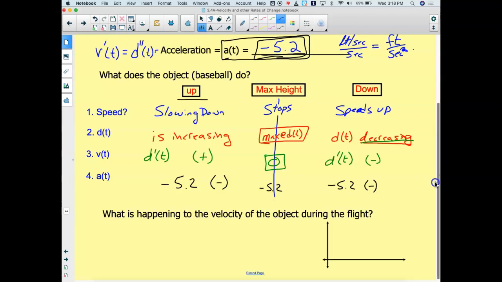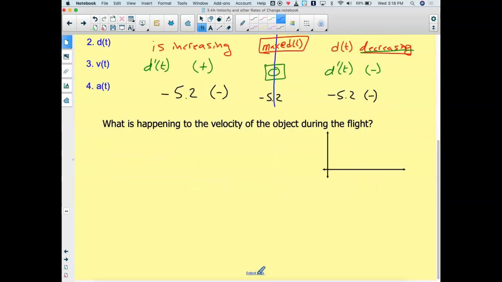Okay, so as I'm looking here, what's happening to the velocity of the object during the flight? Well, v of t, my velocity function, I know what that is. It's 65 minus 5.2t. It's linear, okay? So what's happening to my function? Well, I can check this out. I can graph this. I know my y-intercept is going to be somewhere here at 65. Smartboard's working really well. It's up here at 65.